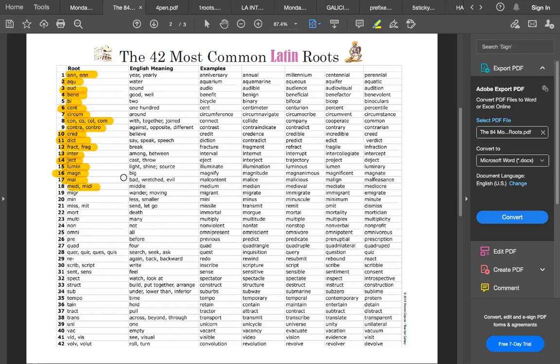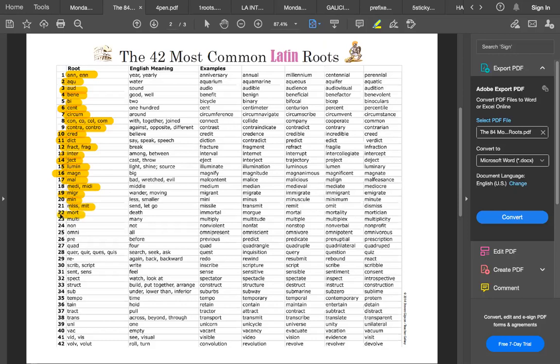M-E-D-I or M-I-D-I, that means middle. So medium, median, medieval. Mediate means somebody who goes between two people to try and counsel them. M-I-G-R, migrate, means to wander, move. Migrant, immigrate, immigrant. Min means less or small, so mini, minus, minuscule. Miss or mit means to send or let go. So that's a missile, transmit, remit, omit.